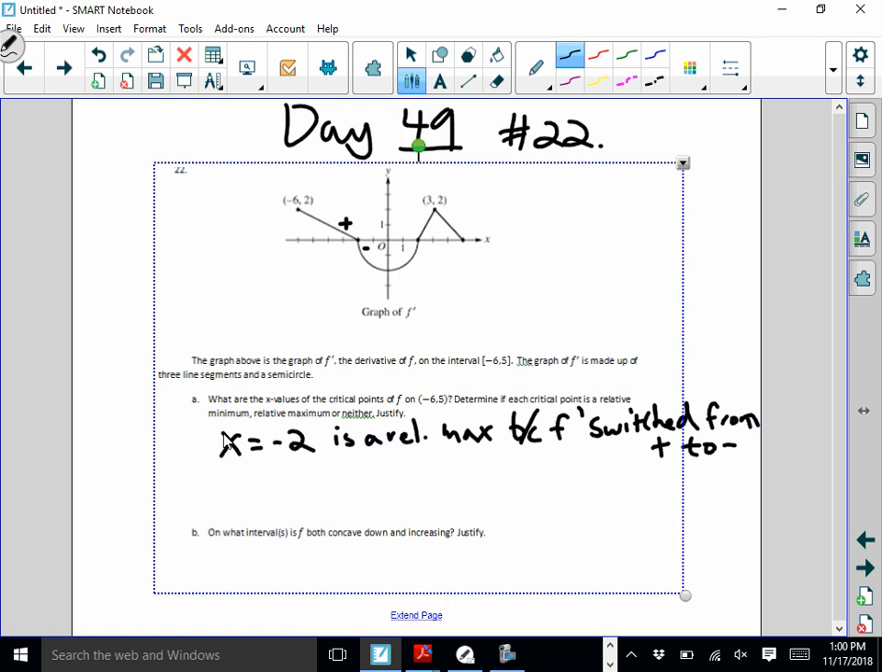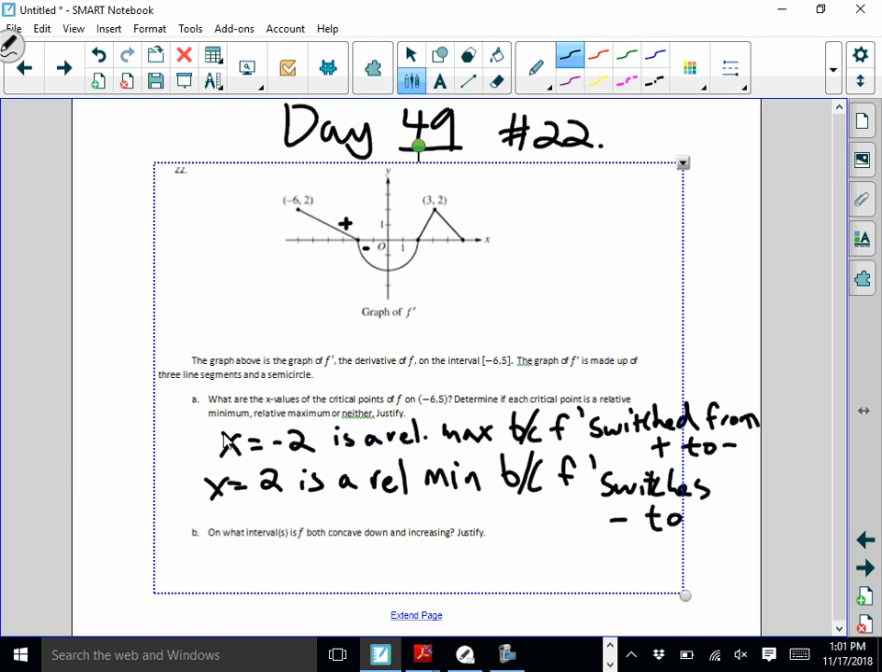Okay? How about x equals 2 there? Well, at x equals 2, once again, I have f prime equaling 0, but this time f prime is switching from a negative value to a positive value. So that's going to be a relative min. So I can say x equals 2 is a relative min because f prime switches from minus to plus this time.